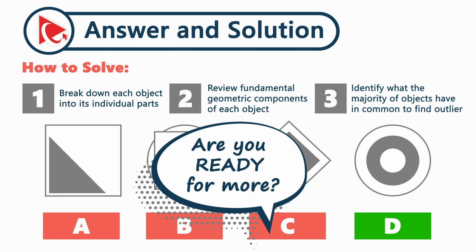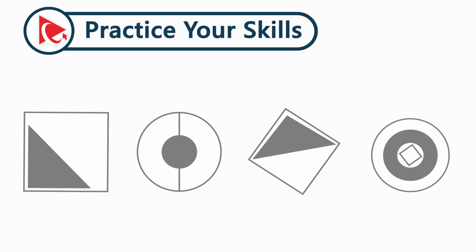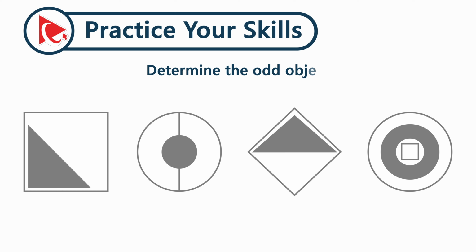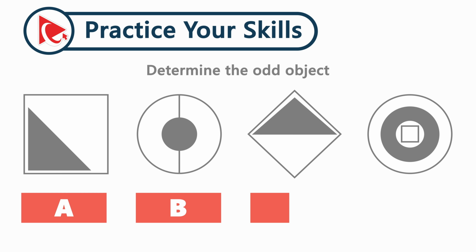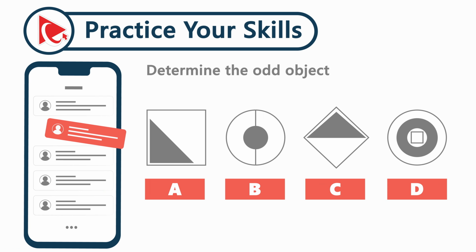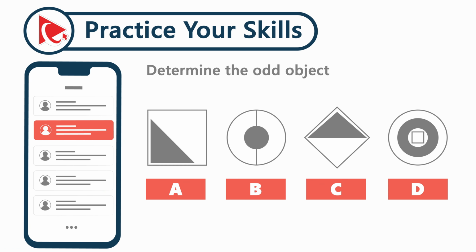Are you ready for more? Try this question to see how you would do. You're presented with 4 cool-looking shapes, and you need to determine the odd object that doesn't belong. Your choices for the answers are choices A, B, C, and D. After you've selected your final answer, post it in comments and I'll share my feedback. Enjoy solving this cool problem.